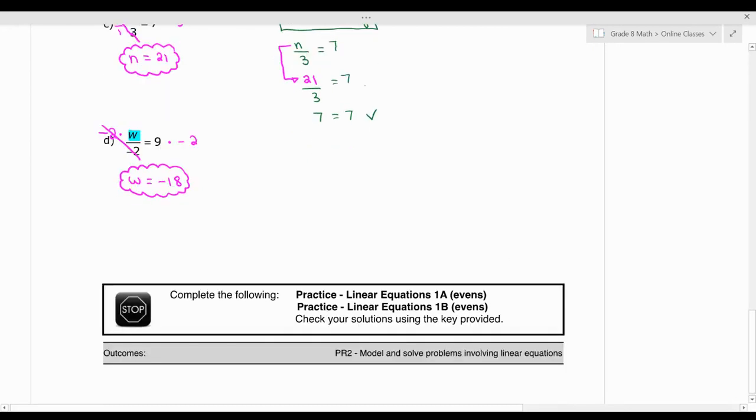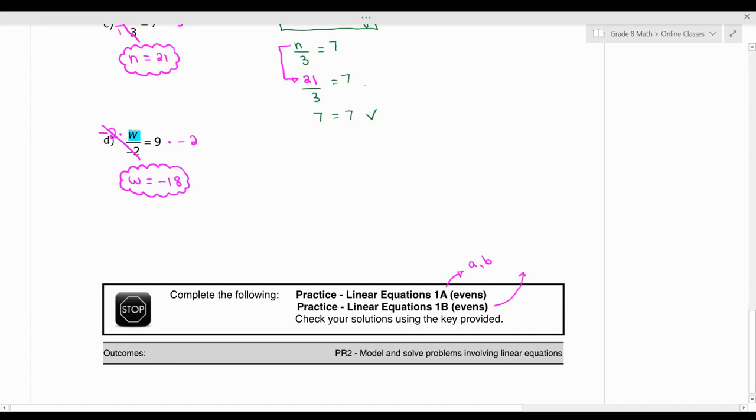All right, now you get to practice some of your skills. So there's 2 sheets again. The first sheet, linear equations 1A. These would be questions similar to A and B, where you're undoing the multiplication, so you'll be dividing to solve. So I'd suggest just focus on the evens for now. Again, if you want more practice, feel free to complete them all.